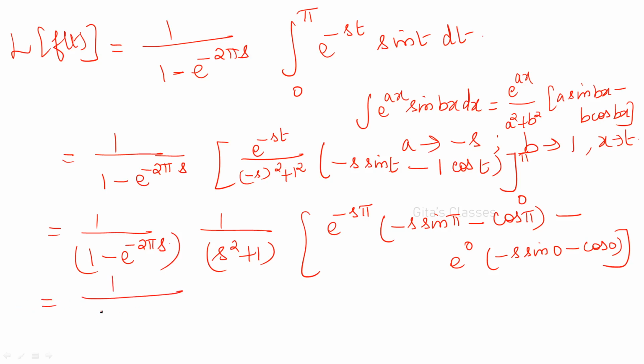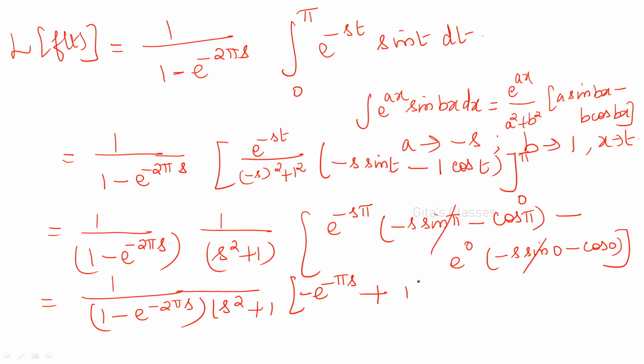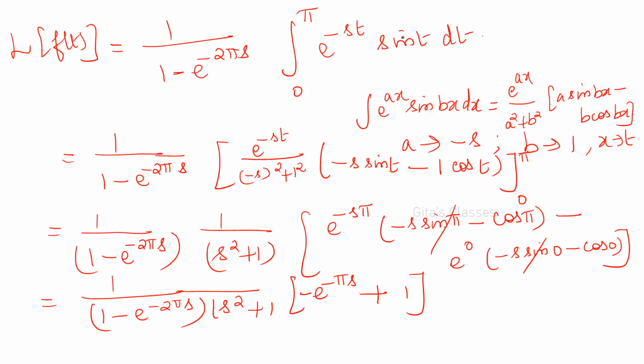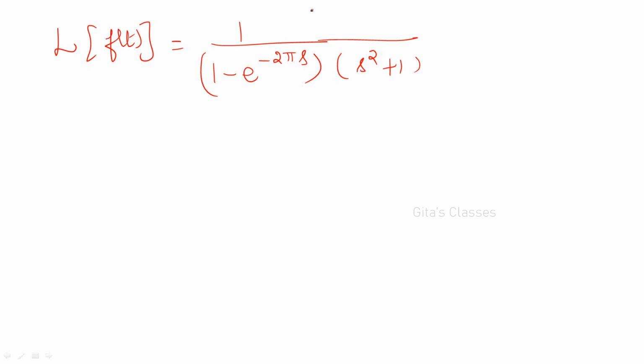That is equal to 1 by 1 minus e power minus 2 pi s into s squared plus 1 into. Now sin pi is 0, sin 0 is also 0. So e power minus pi s into minus 1. So minus of e power minus s, and this minus minus will become plus 1. Okay. So we can simplify a little more. I'll tell you how. 1 by 1 minus e power minus 2 pi s into s squared plus 1 into, in the numerator, 1 plus e power minus pi s.